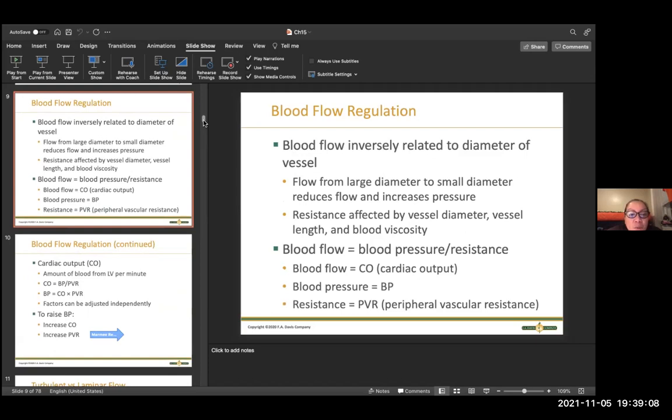Blood flow is inversely related to the diameter of the vessel. What do you understand with that? So, how big the vessel is determines how much blood is going to flow through it. This is the opposite. When you say directly proportional, let me put it in the chat room.